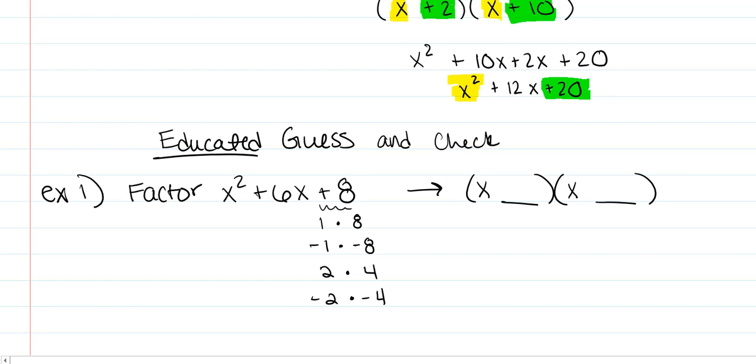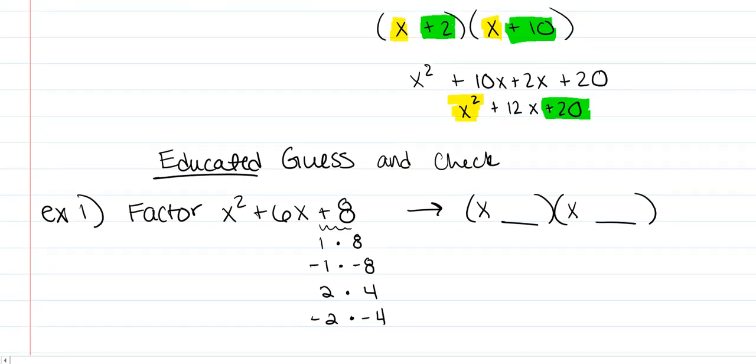So let's see. Knowing that when I combine my like terms, it's usually adding or subtracting, I'm going to lean towards something that adds or subtracts to 6. So here's my first educated guess. Negative 2 and negative 4 come out to something similar to 6. Let's try it.